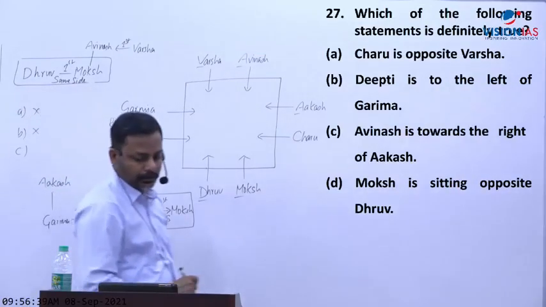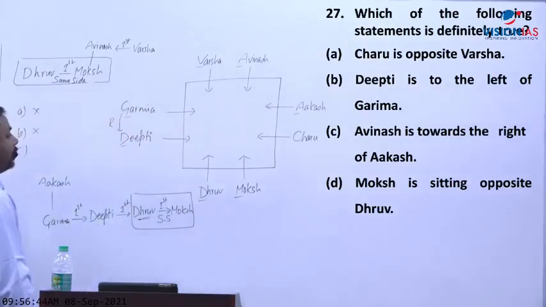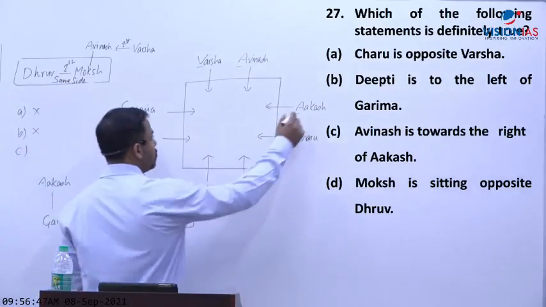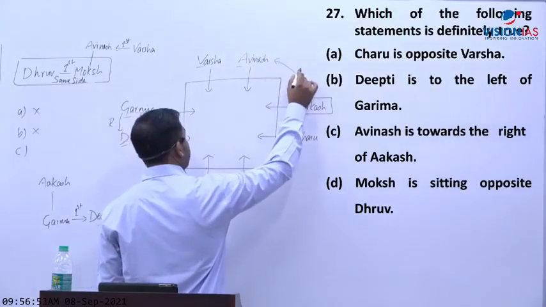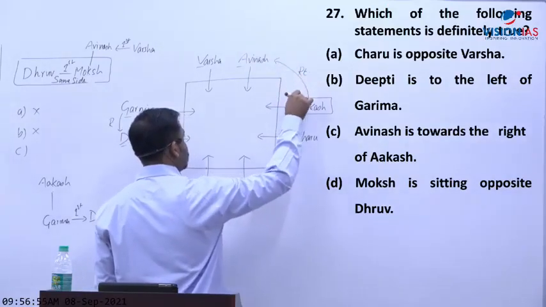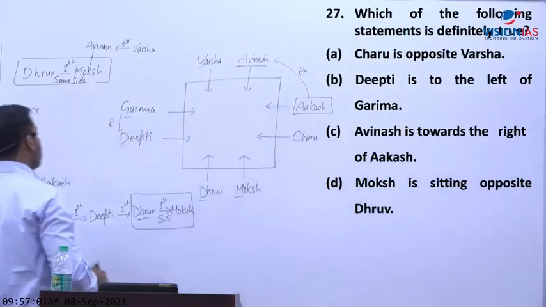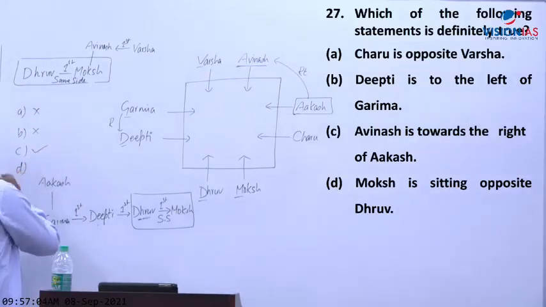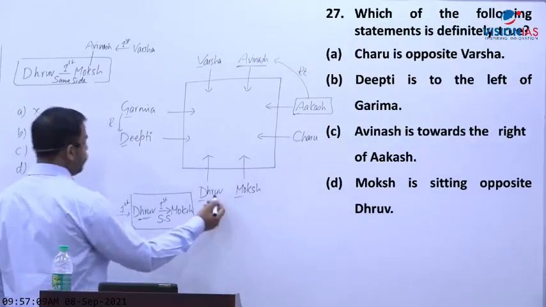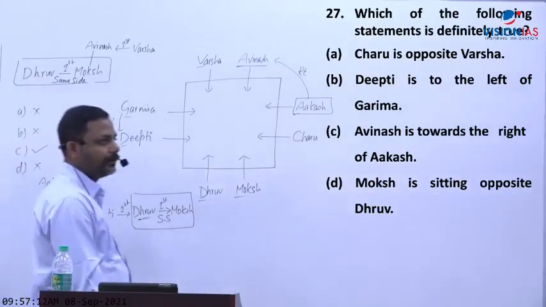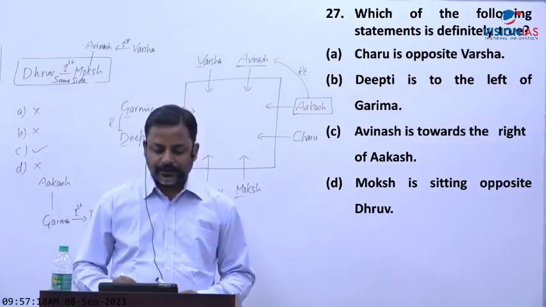Come to the third option now. Avinash is towards the right of Akash. So Akash is here, and if we have to move on the right hand side, we have to go in the anti-clockwise direction. And yes, we can see that Avinash is sitting on the right hand side of Akash. And the last information is Moksh is sitting opposite to Dhruv. No, Moksh and Dhruv are immediate neighbors. This is not possible. So here the right answer is option C.